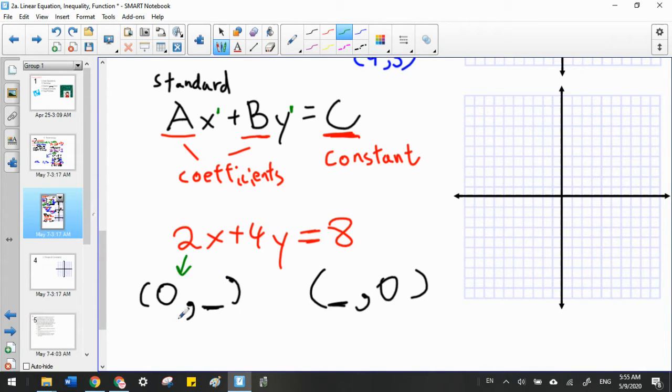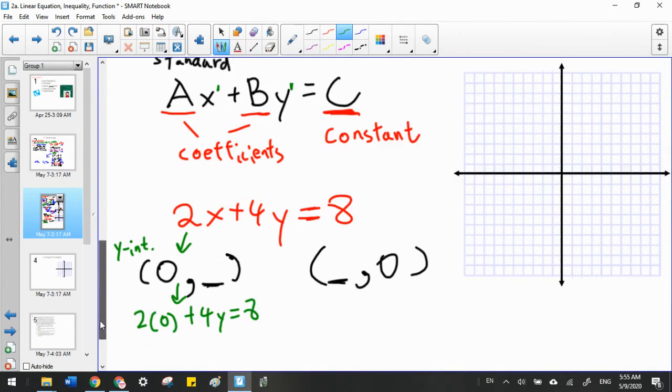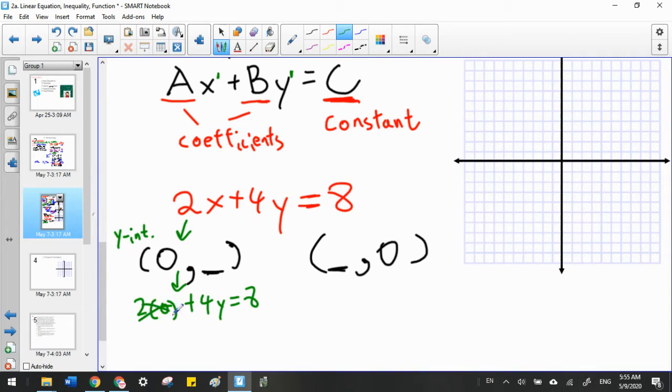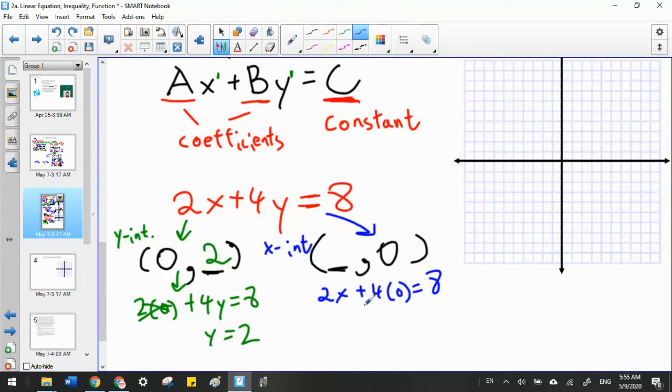So if I decide to try to find the y-intercept right now, that's me plugging in 0 for x, so I get 2 times 0 plus 4y is equal to 8, which is really just 4y equals 8, because 2 times 0 cancels. So then y is equal to 2. So my first point is (0, 2). When I do the x-intercept, it is literally the same move. I plug that 0 in for y, so I get 2x plus 4 times 0 is equal to 8. This cancels, so x equals 4.